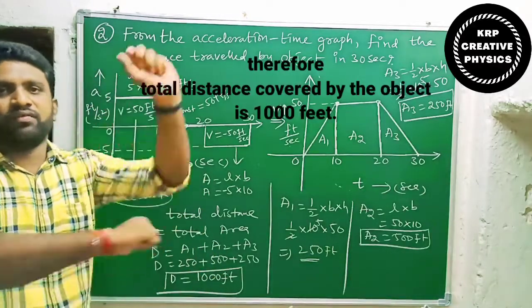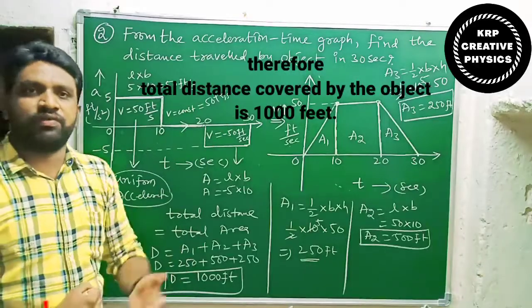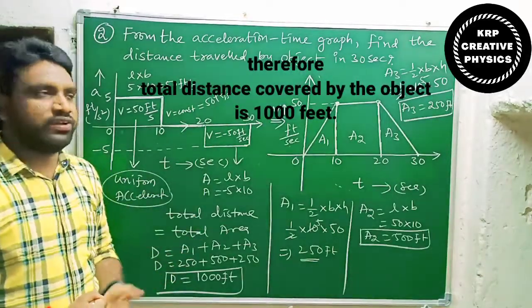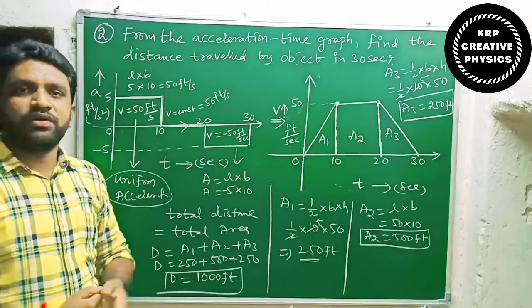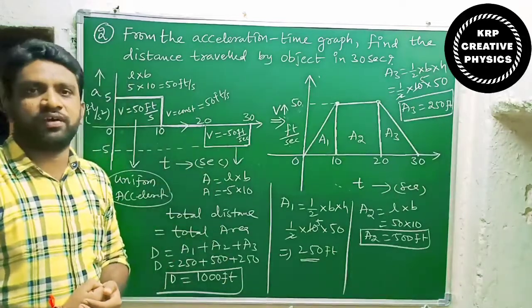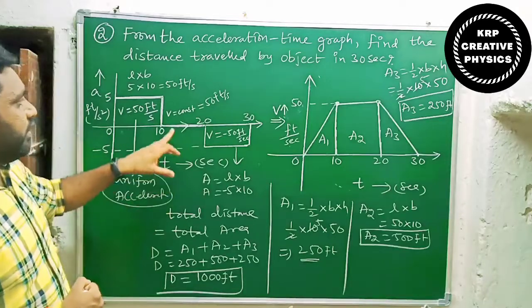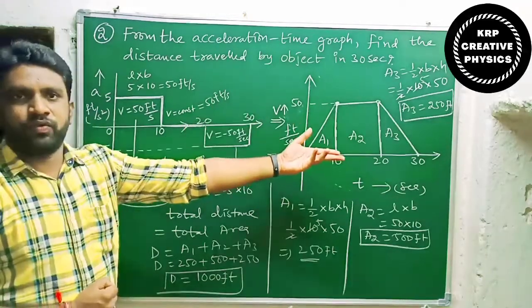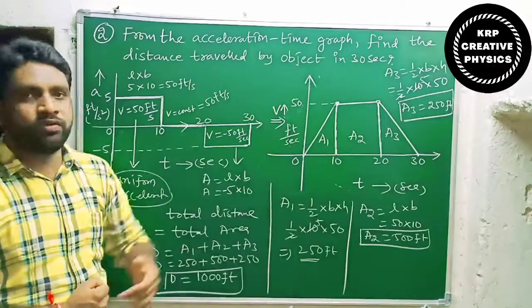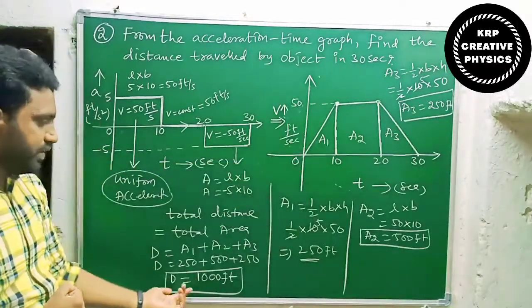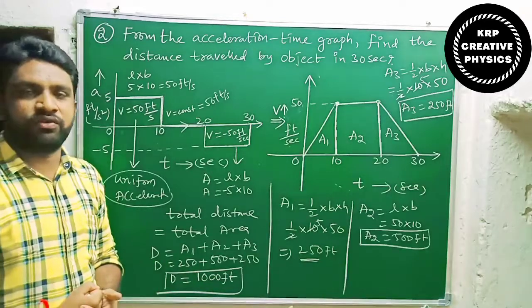Okay, this is a very important and interesting question for everyone. This is a new one, I think. So in this way we can find the total distance from the acceleration time graph. With the help of an acceleration time graph, we cannot find distance or displacement directly. So what I am doing here is converting this acceleration time graph into a velocity time graph. Once it is converted into a velocity time graph, we need to find the distance. If we find the total area, we will get the distance. So that is 1000 feet. That is the required answer.